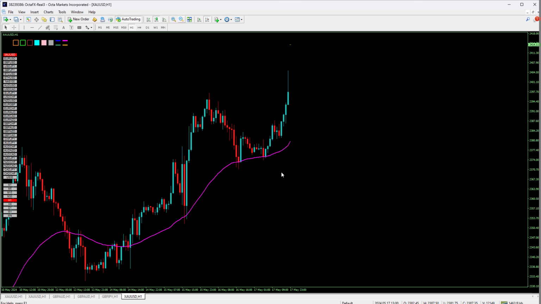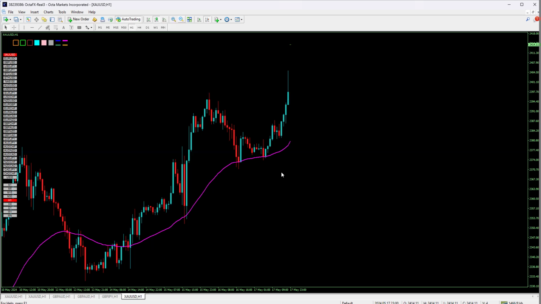So EMA 50, we use it for breakout. If we have a breakout, we are going to enter that trade, and the stop loss we are going to put on the upper high or the lower low. So that's why we are going to put our stop loss there.